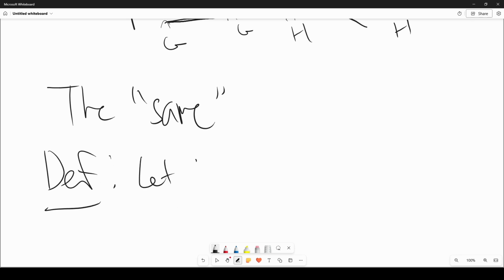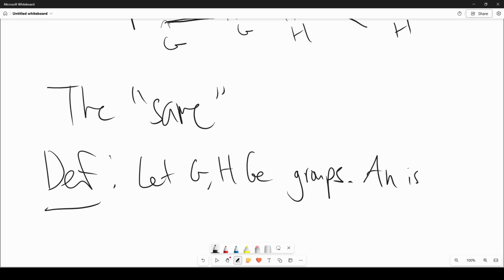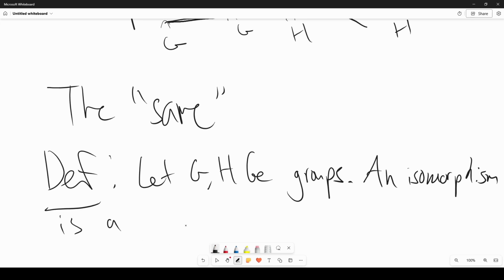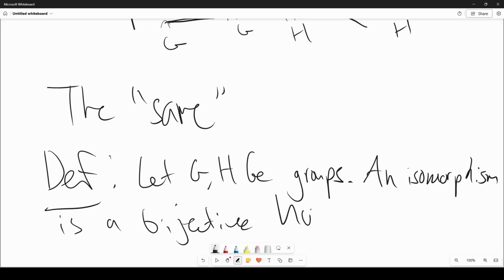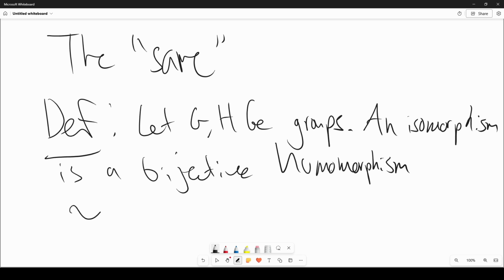So let G and H be groups from before. An isomorphism is a bijective homomorphism psi from G to H.